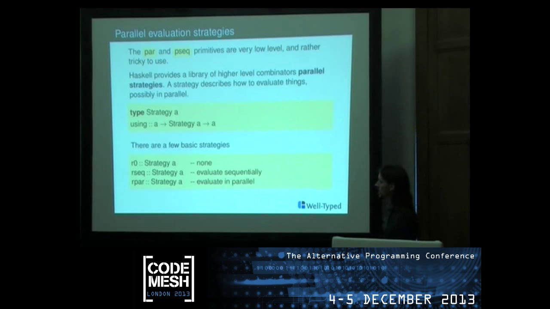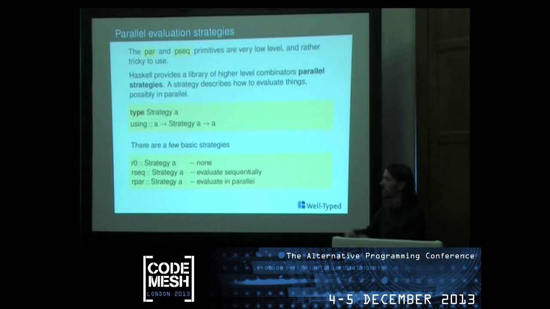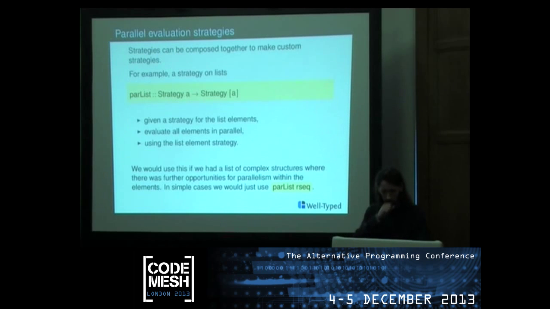So there's a bunch of basic strategies for single expressions: no evaluation, evaluate sequentially, or evaluate in parallel. So you can imagine that our par is basically just a thin wrapper around that par up there, but as a strategy. And then on top of this, we can compose strategies and build strategies for working over data structures, for example. So there's one called parList, which is a strategy for evaluating lists. And it takes as an argument a strategy for evaluating the elements.